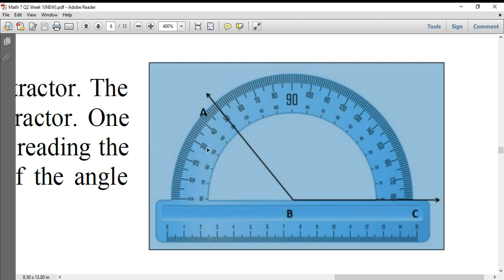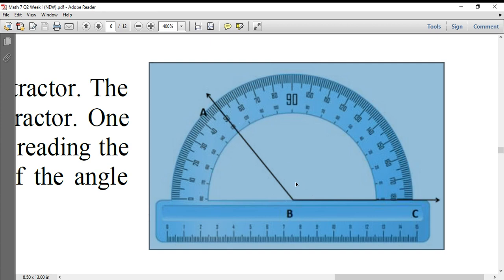Kasi kung titignan nyo, itong nasa taas, 0, 10, pag ganun, no? So, ibig sabihin, habang sinusukat natin yung opening ng angle, tumataas din. Pero ito kasi pakaliwa eh. So, pag ganun. So, ang opening niya ito. So, 0, 10, 20, 30, 40, 50, 60, 70, 80, 90, 100, 110, 120, 130. Dito siya tumapat sa 130. Okay? So, hindi siya 50. Kung hindi siya ay 130 degrees.